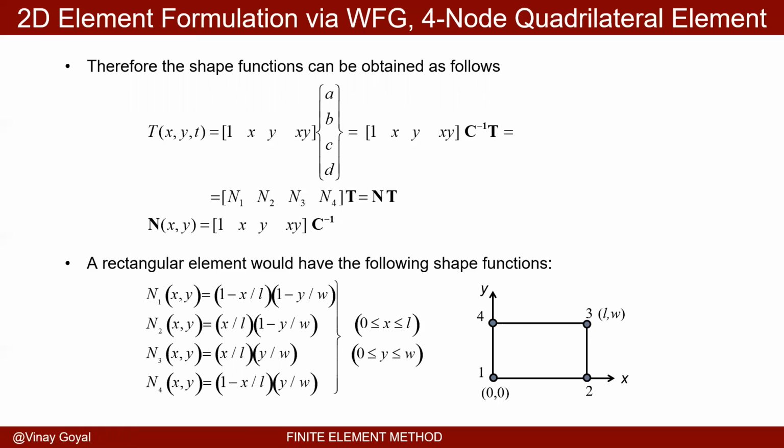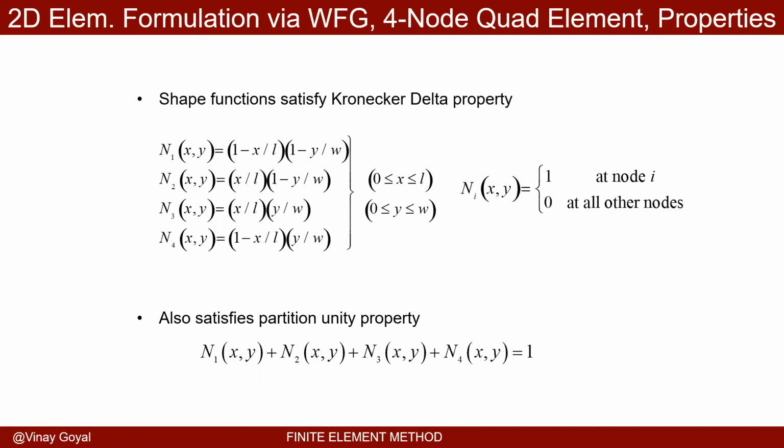Because of the same idea that if this node and this node and this node and this node have the same temperature, everywhere in between should be the same temperature, which forces you to have N1 plus N2 plus N3 plus N4 equal to 1. So the shape functions do satisfy the partition of unity, like I discussed before, and they also satisfy the Kronecker delta property that I discussed.